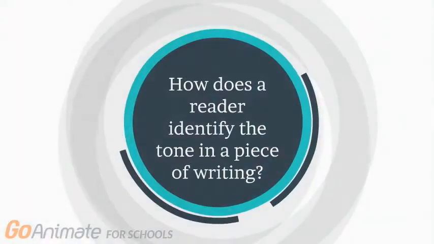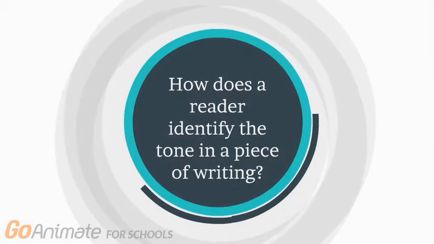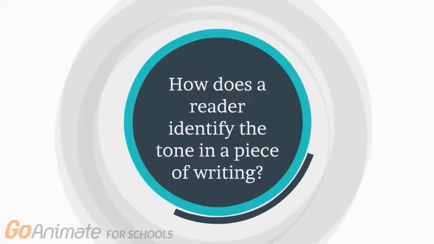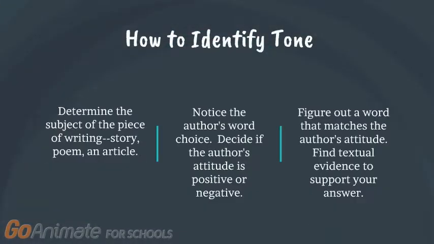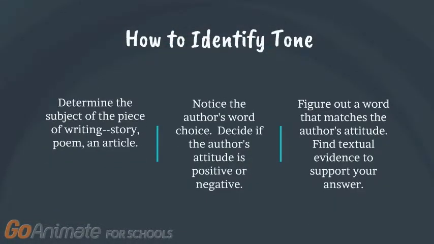How does a reader identify the tone in a piece of writing? How to identify tone. Determine the subject of the piece of writing, whether it's a story, poem, or an article. Notice the author's word choice. Decide if the author's attitude is positive or negative. Figure out a word that matches the author's attitude. Find textual evidence to support your answer.